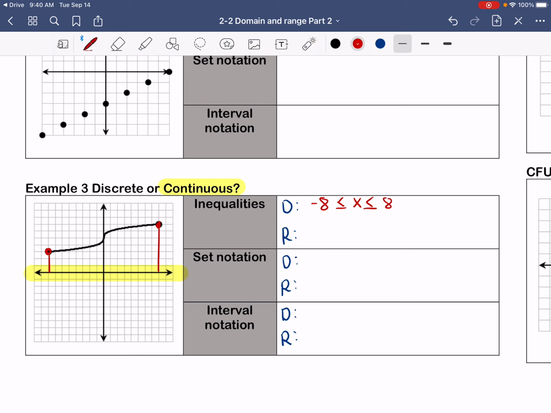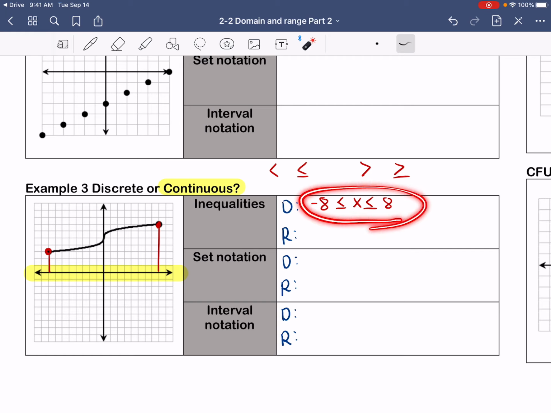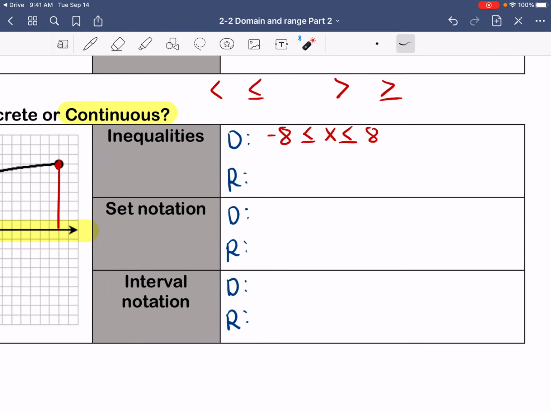Now remember, for the inequality symbol, we have less than or equal to, greater than, and greater than or equal to, right? When you have two numbers like this, we always use either this or this. You never use it for here, okay? There's only one special case where you're gonna use one of these two, and you're gonna learn it later. You only use this one when you see the infinity sign later, okay?